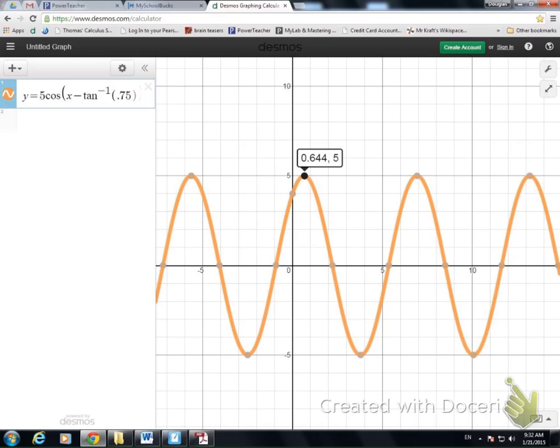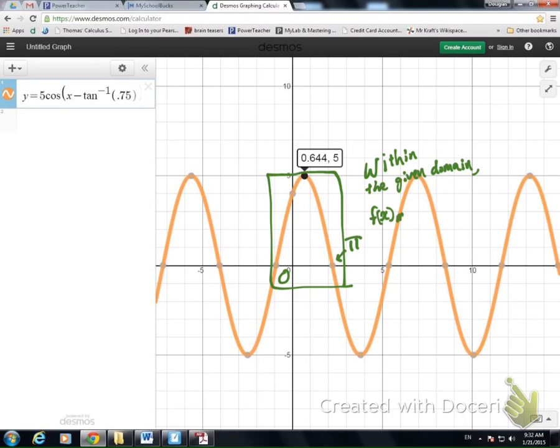But the point is, I was able to go to Desmos and make sure that within the given domain, 0.644 was indeed the maximum, or it gave us the maximum value for the function. So there you have it. Hope that's helpful.